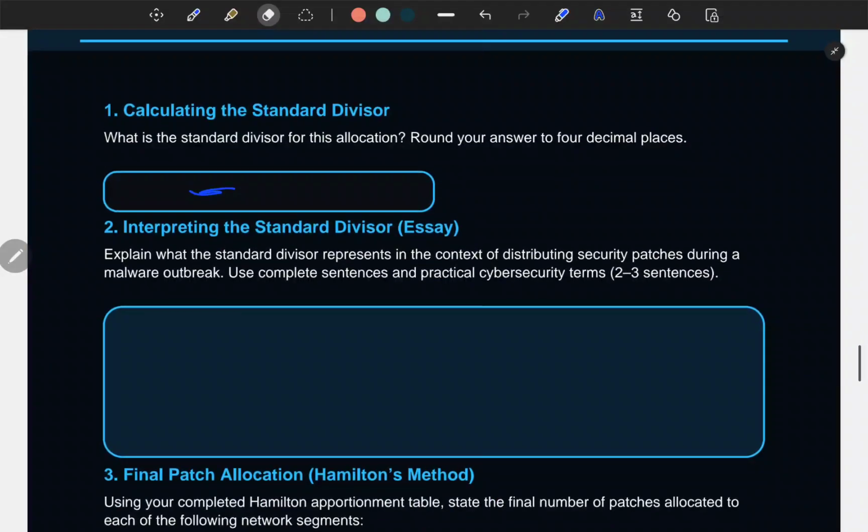And they don't let you off the hook that easy, because even if you know the standard divisor, they want you to interpret the standard divisor. That's an essay question.